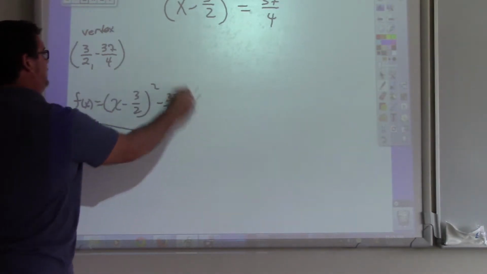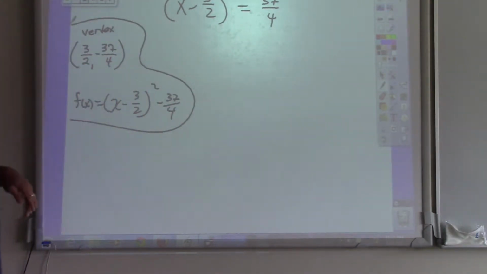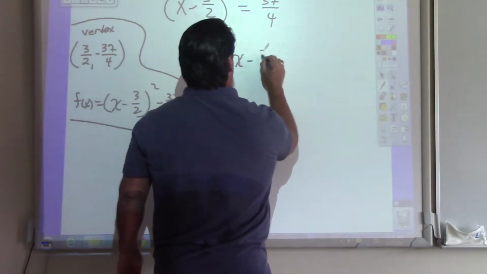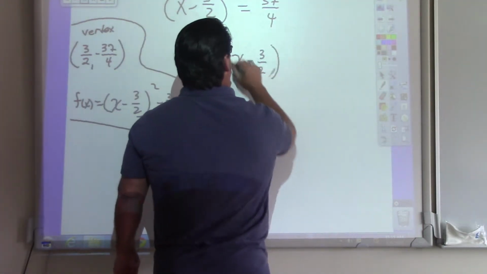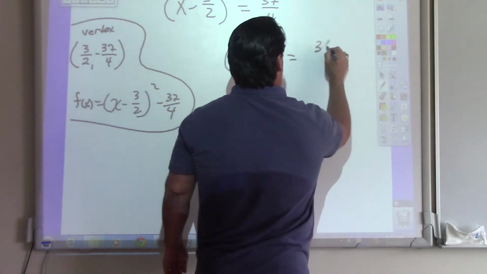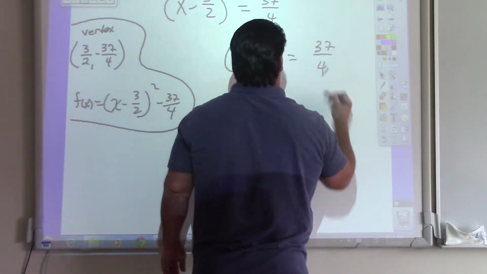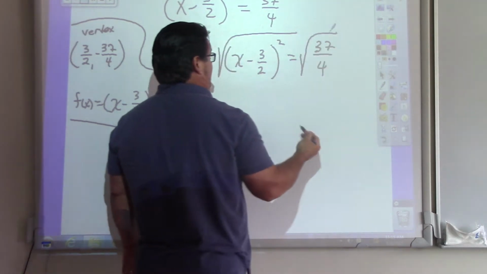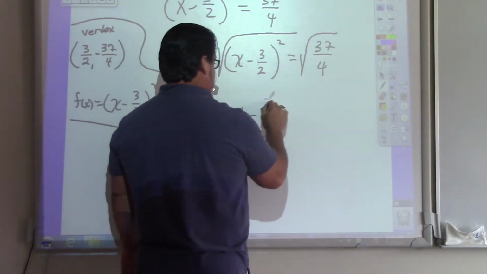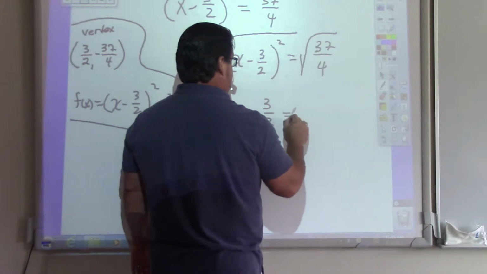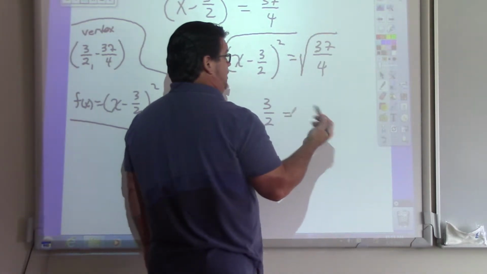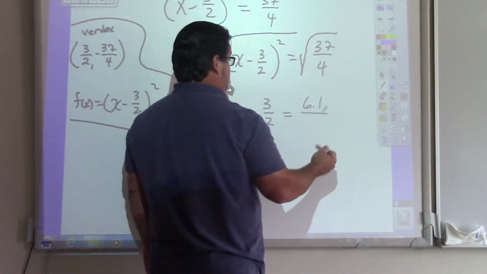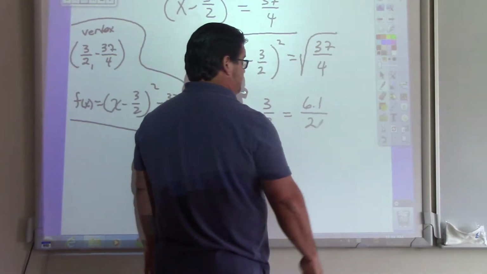And you get the same thing there. x minus 3 halves quantity squared is equal to 37 fourths. Oh my God, I don't think we can handle this. I know we can't. x minus 3 halves is equal to, well, the square root of 37, there's no way we can do that in our head. And the square root of 4 is, oh my gosh, 2.